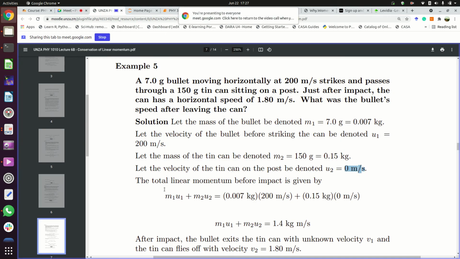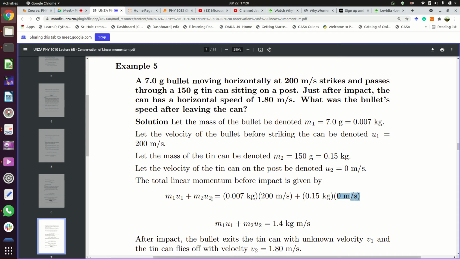So we work out the total linear momentum before the bullet strikes the can. That's going to be the mass of the bullet, m1, multiplied by the velocity of the bullet before impact, u1, plus the mass of the can, m2, multiplied by the velocity of the can, u2, before impact. And this is going to be the mass of the bullet, which is 0.007 kgs, multiplied by the velocity of the bullet, which is 200 meters per second, plus the mass of the can, which is 0.15 kgs, multiplied by the velocity of the can, which in this case is 0.